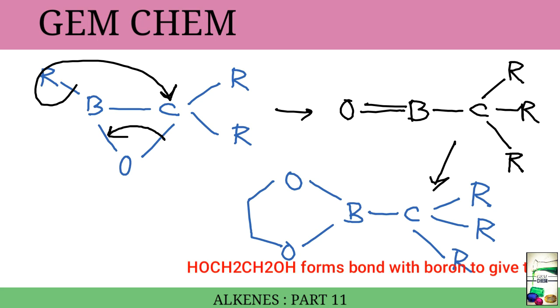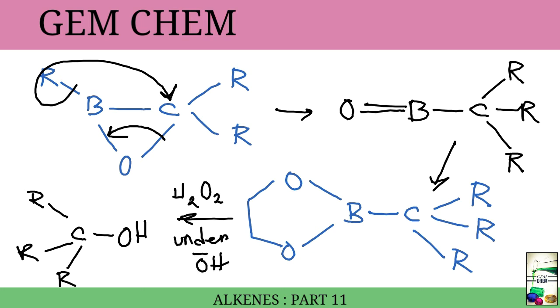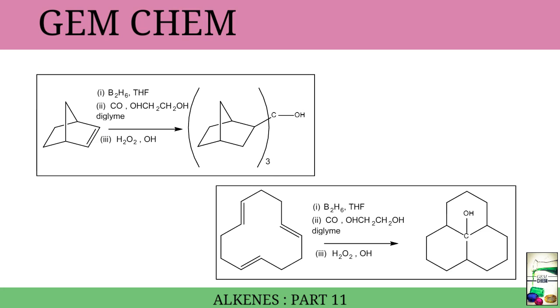Okay. Now next part is, see this one, this will come here, R C R R OH. This is ultimately obtained when H2O2 is added under alkaline condition, in presence of OH minus. Now in the next one we see few examples. If we see this one, first hydroboration is done, then CO is added and then H2O2, so we get this kind of alcohol, trialkyl alcohol.